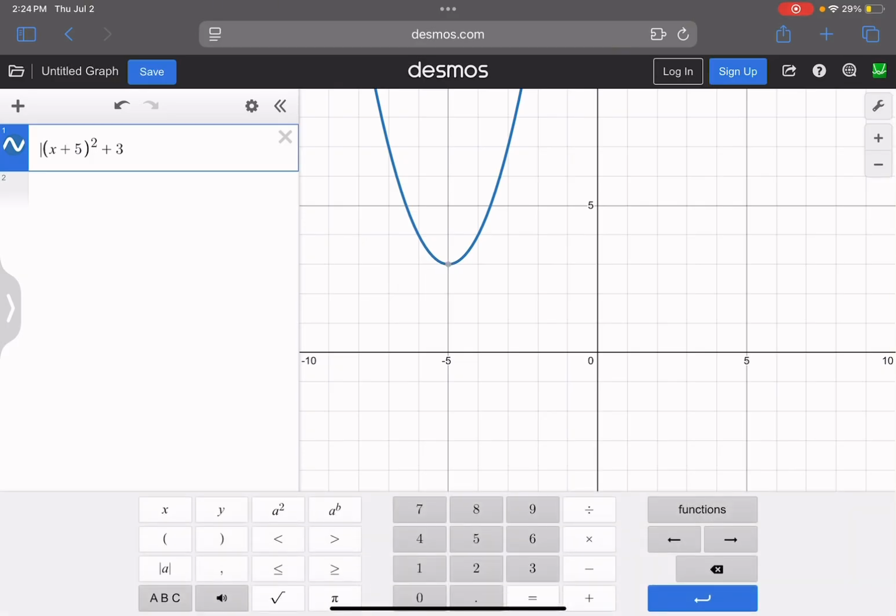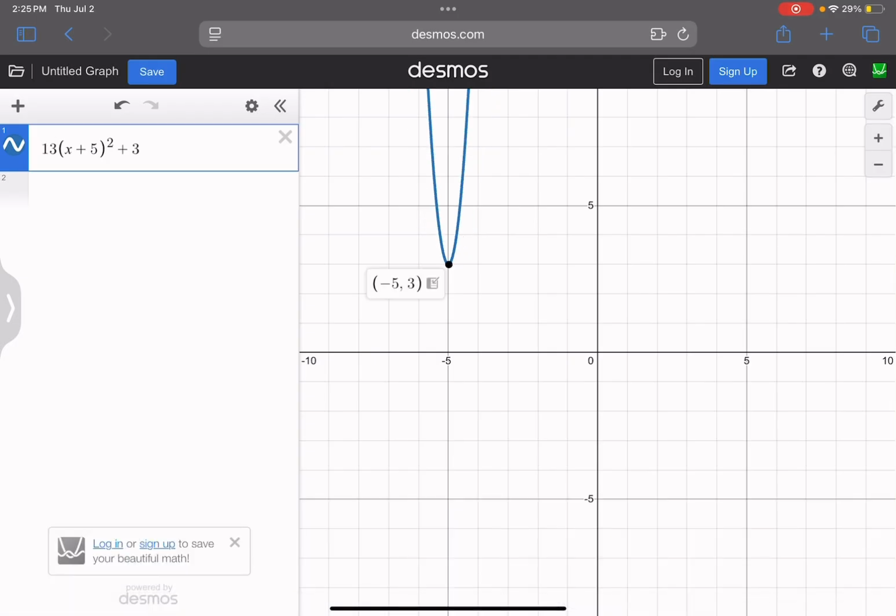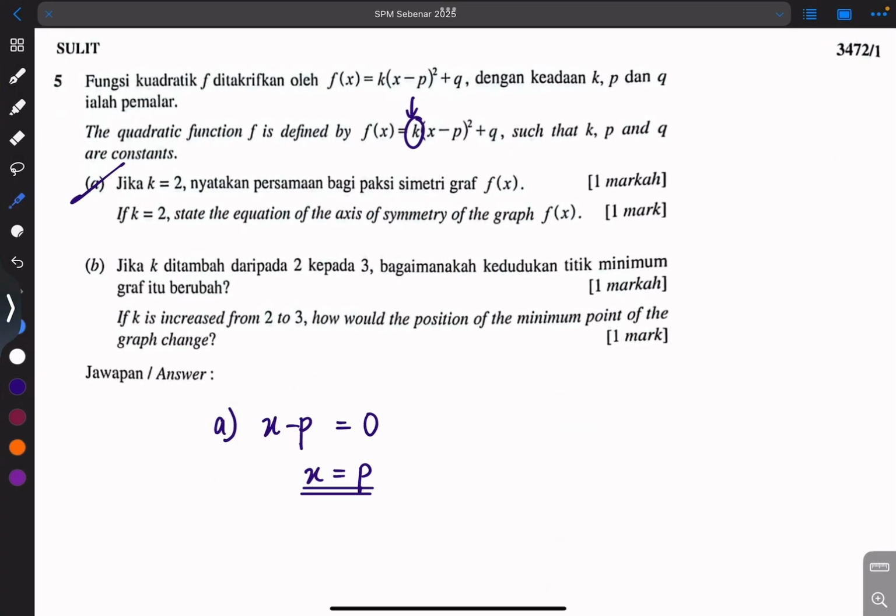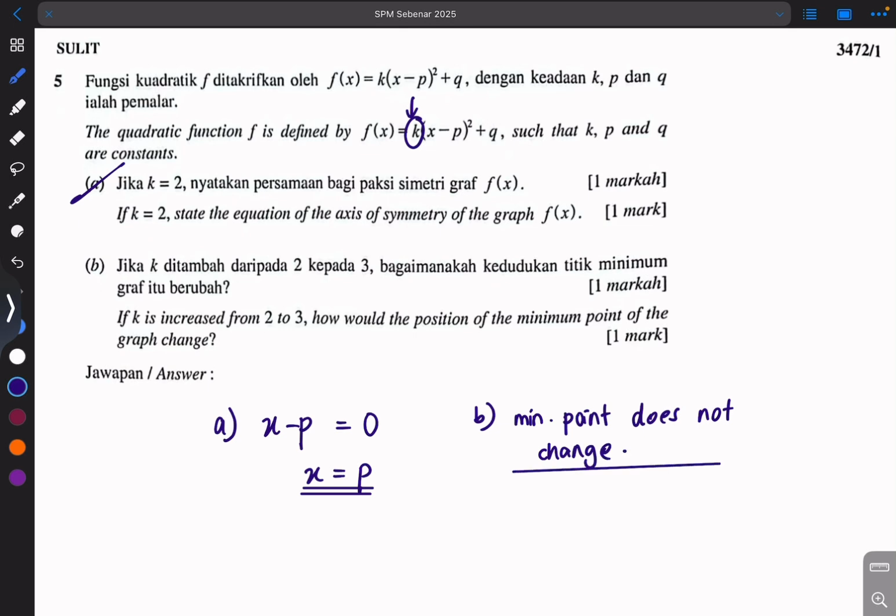If K is the first number here, outside the bracket, let's try to put 3 here. You see the minimum point still stays the same. If we change this to 13, the minimum point is still the same, just that the graph becomes thinner. So our K does not change the minimum point. It just changes the shape of the graph. So B, we can say minimum point does not change. Done.